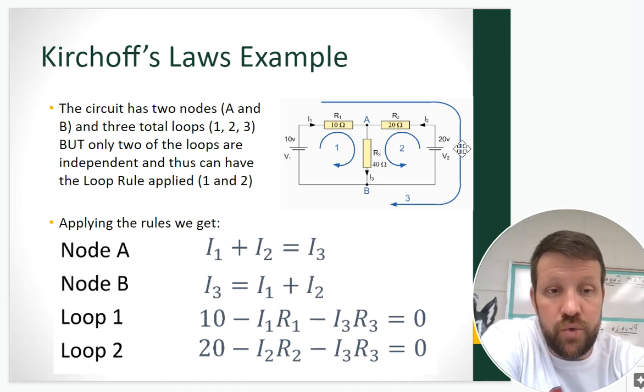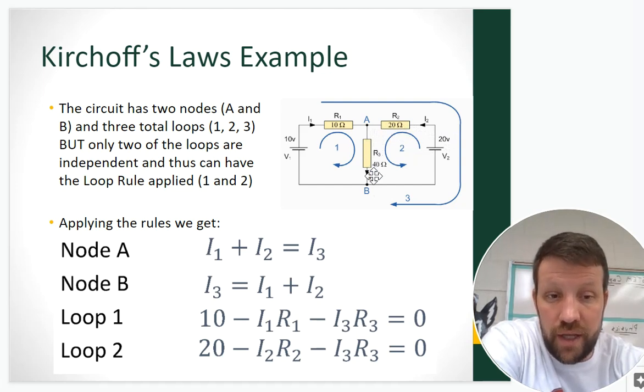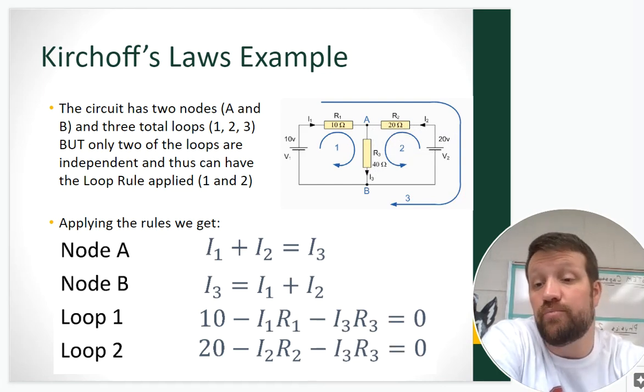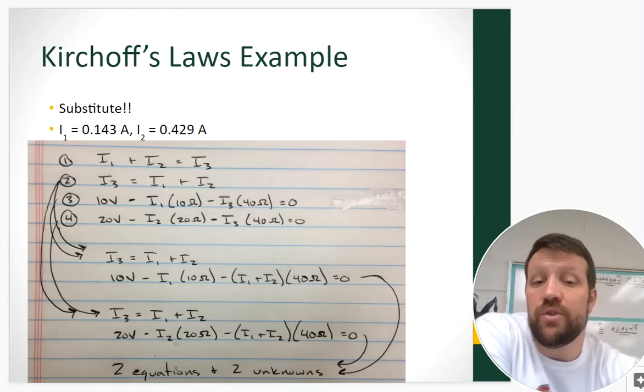The same thing with loop 2, 20 volts, and then I2 moves through R2, gets to A. I3 moves through R3, gets to B, and then it comes back to its source also at 0. And we see this term being the same between the 2 here, and that's what's going to help with our problem solving. So we see a solution right here.